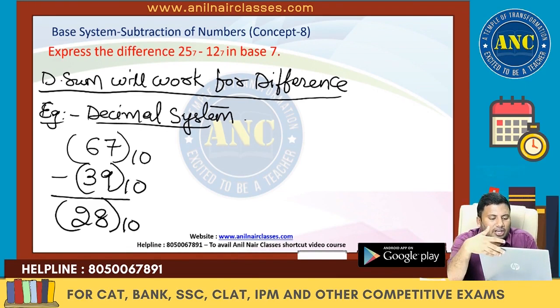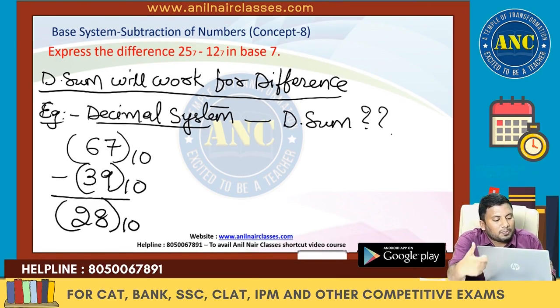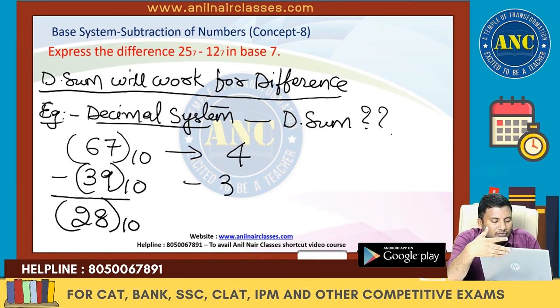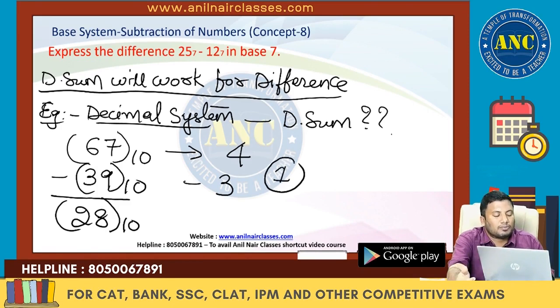How will you check by using digital sum? 6 plus 7 is 13. 13 is 1 plus 3, 4. Are you with me? 6 plus 7 is 13. 13 divided by 9, remainder is 4. Minus 3 plus 9 is 12. 12 divided by 9, 9 ones are 9. What is the remainder? 3. 4 minus 3 is 1. Answer digital sum should be 1.